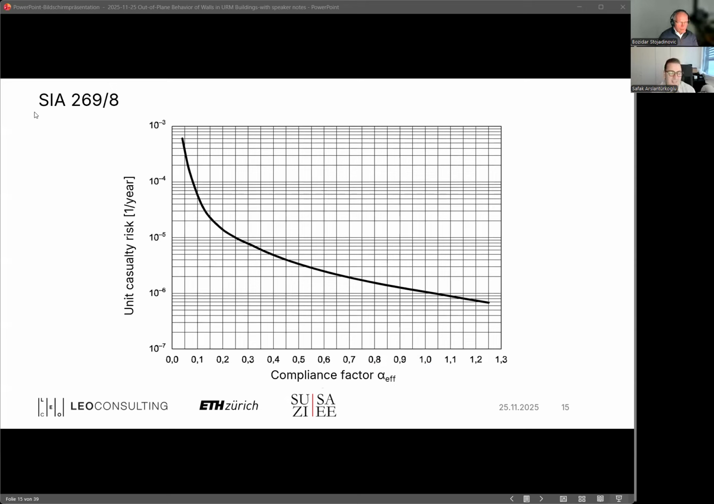In the SIA code, we have this so-called risk curve. That risk curve illustrates the compliance factor on the horizontal axis. The compliance factor is defined as the capacity to demand ratio. So the capacity the structure can provide is divided by the code demand for a hypothetical identical structure, which gives the compliance factor. So it's basically the capacity demand ratio.